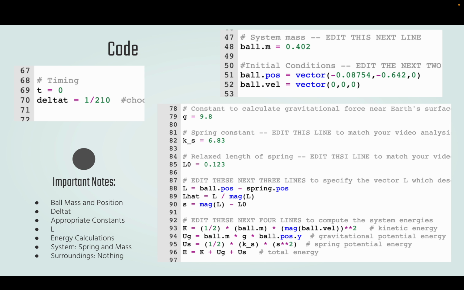Here are the initial conditions for my code. The mass of the object was given as 0.402 kilograms and the initial position was found through the Tracker data. Delta t was found appropriately to match the total time of the recording of the system as the system was in action. Appropriate constants are found such as g and L0, the relaxed length of the spring. The spring constant k was given as 6.83. s is found by first finding the length of the spring and then subtracting the relaxed length. The energy calculations with their subsequent formulas are given, and the total energy is the sum of each separate portion. Again, the system is the spring and the mass and earth, while the surroundings are nothing.